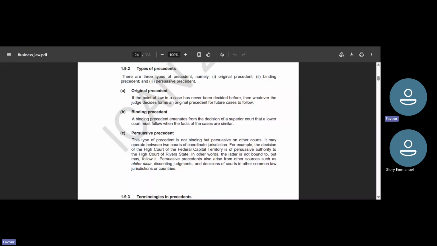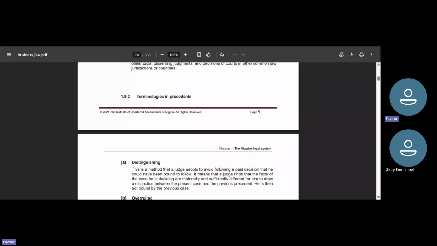Then the persuasive is saying, okay, these are two courts of similar standing in different jurisdictions. For example, the high court in Abuja and the high court in Nasarawa State, or the high court in Lagos and the high court in Ogun State. So one of them has been able to make a decision on a particular kind of case. So the high court in Abuja might be persuaded to use that as a precedent for other cases.